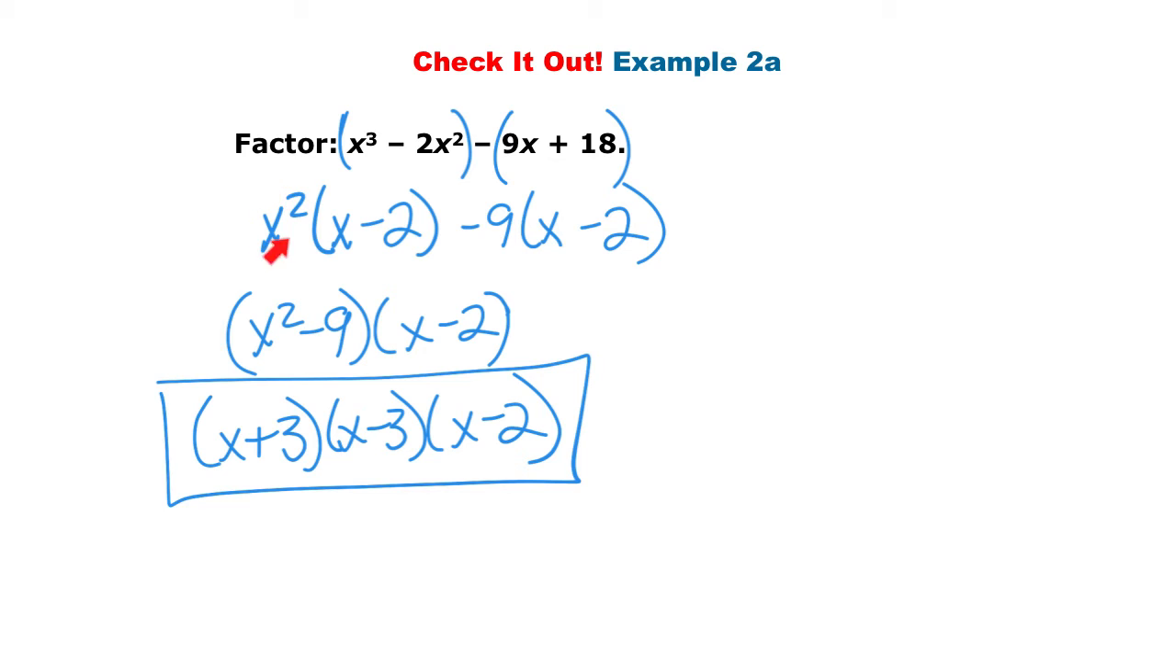So I grouped together the x squared minus 9 into a term right here, and then that's going to be multiplied by the other term, x minus 2. I can factor this a little bit more into x plus 3 and x minus 3, and so I end up with 3 terms in my answer here.